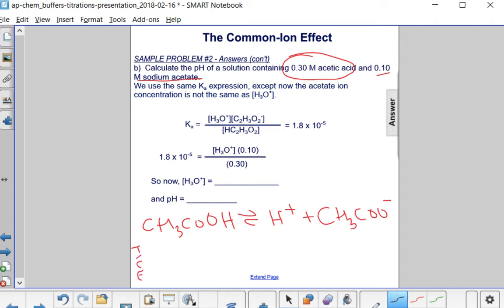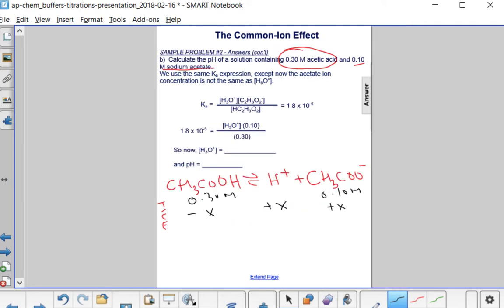So initially we have 0.30 molar acetic acid, and then we have some sodium acetate that's going to dissolve completely and give us an initial concentration of acetate equal to 0.1 molar. And given the stoichiometry here, this will decrease by X, increase by X, increase by X. So at equilibrium, we have 0.3 minus X, X, and 0.1 plus X. Now again, let's assume this X is very small, so we can ignore it.